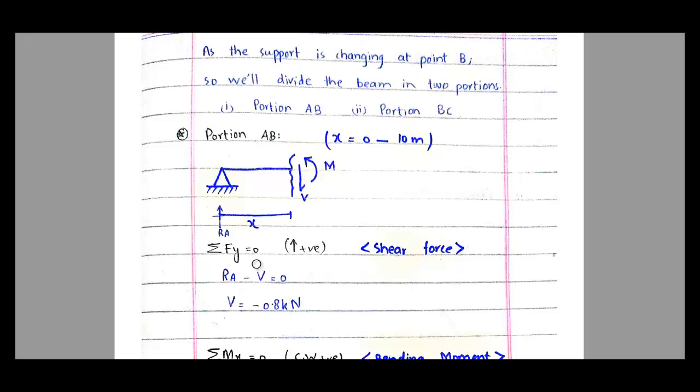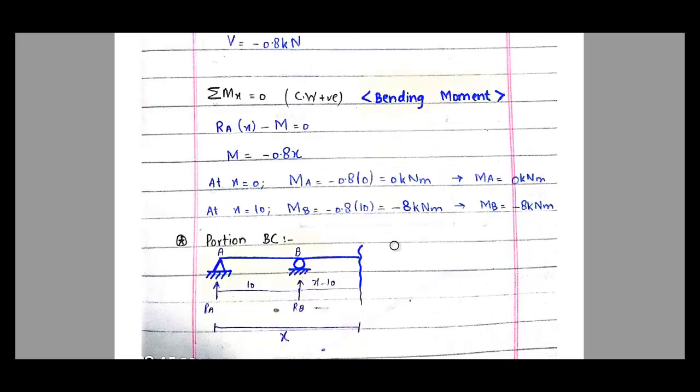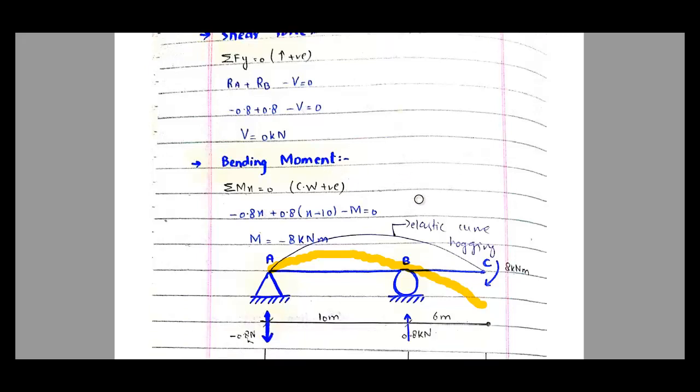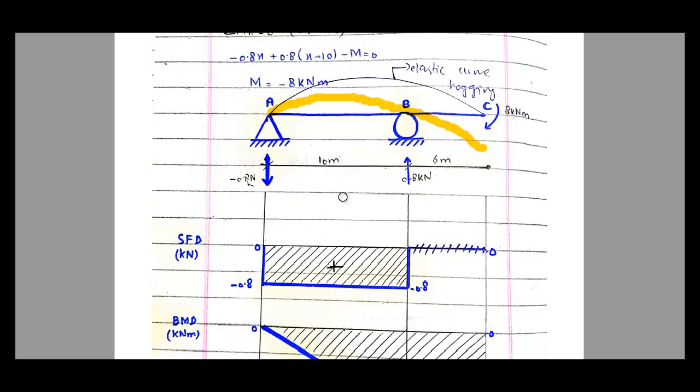But I personally prefer changing the direction of the reaction and then forgetting about the sign that I obtained previously. So I just take it as positive. But anyway, there are two portions, portion AB and portion BC. Let me see the diagrams for this case.